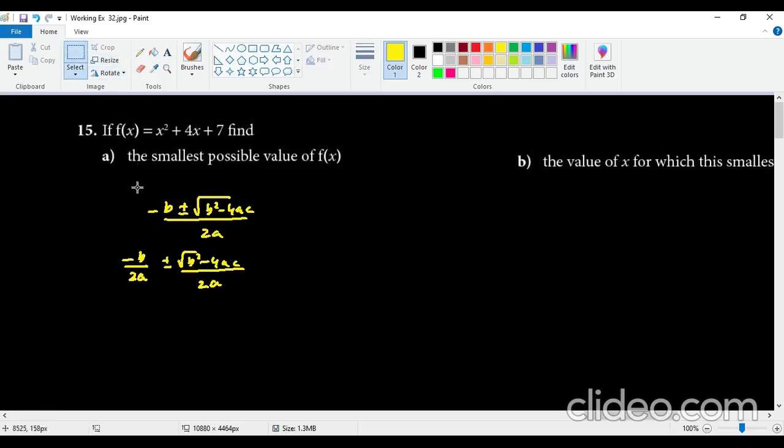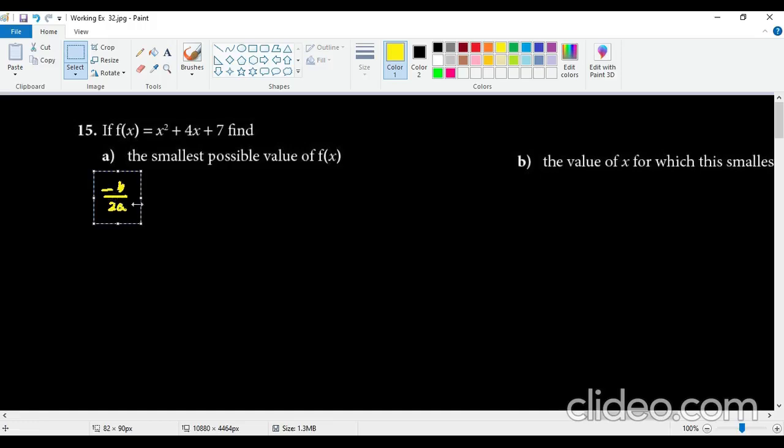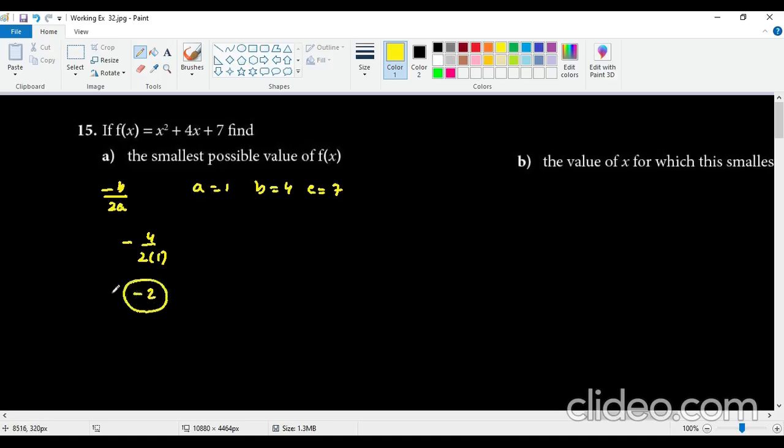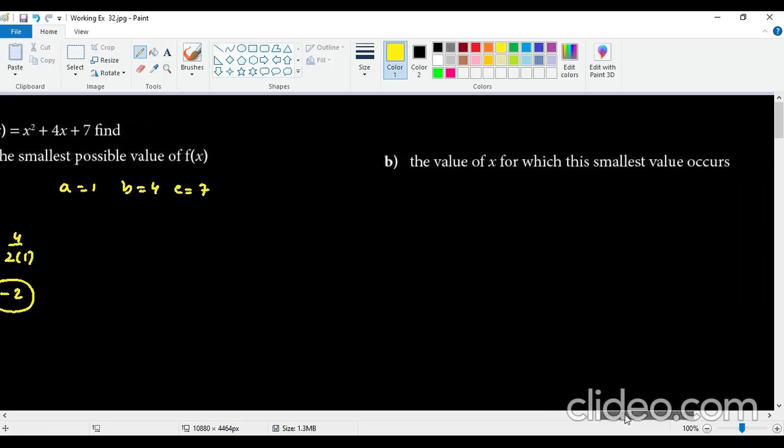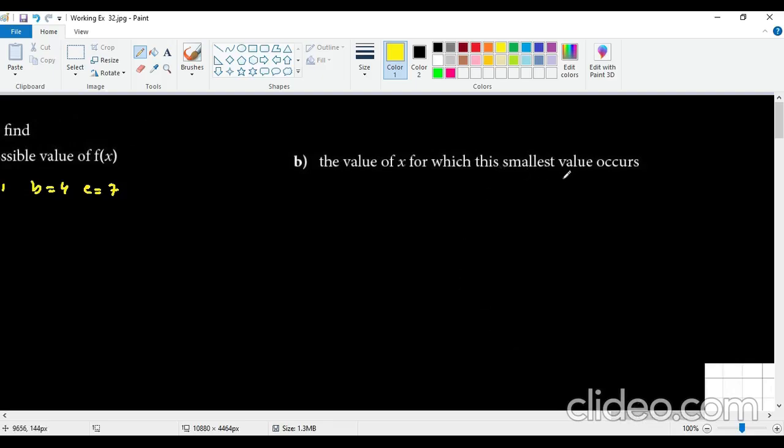Now I am going to remove this, and I will take part of this and substitute the values. Now look at this carefully. A value is 1, B value is 4, and C value is 7. Okay, so minus 4 over 2 times A, it gives us minus 2. Okay, and because this is the answer for the first part, and in here it says the value for x, which is the smallest value, occurs.